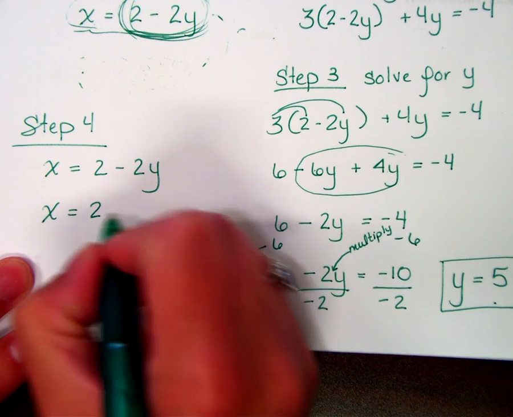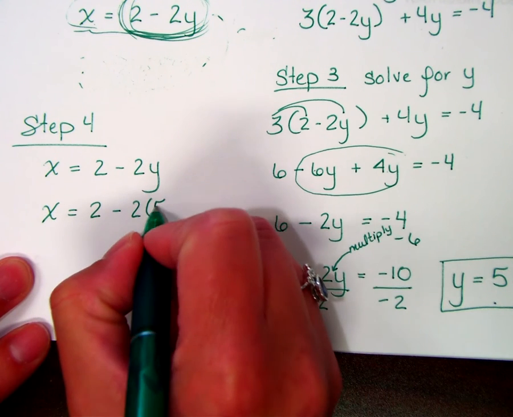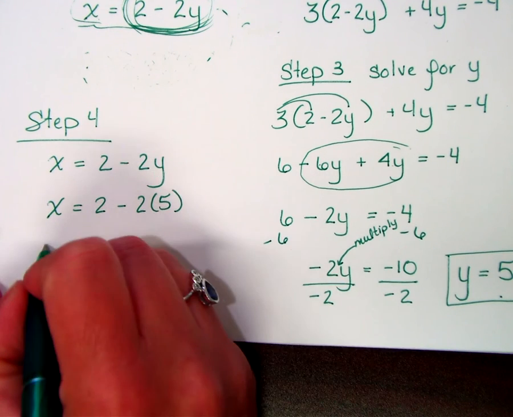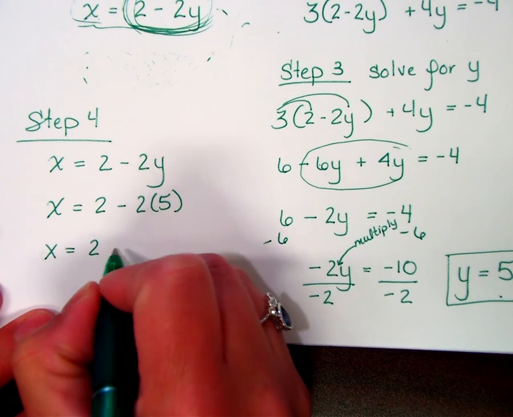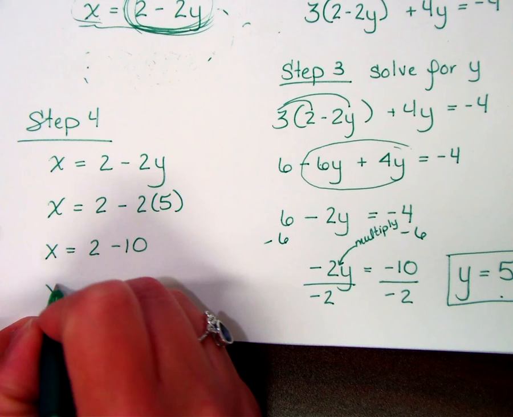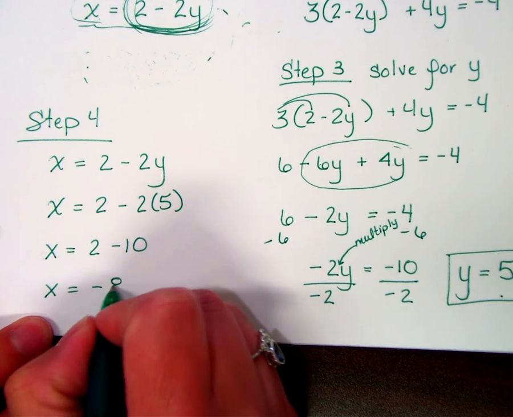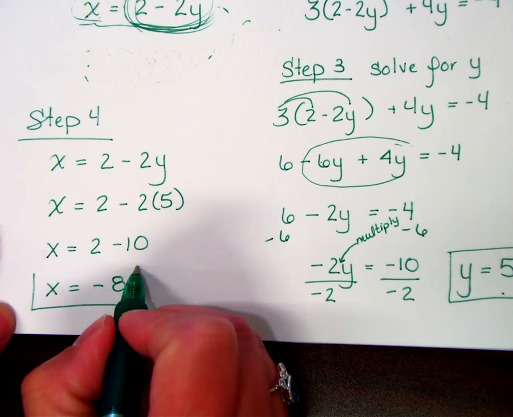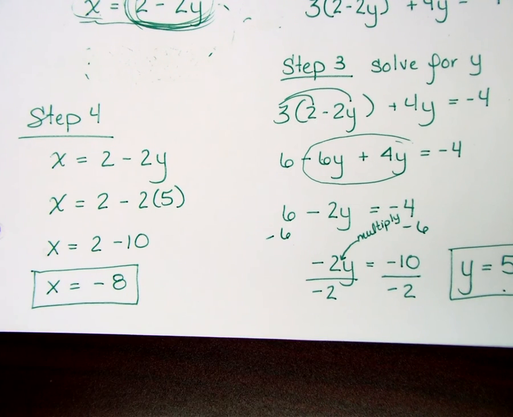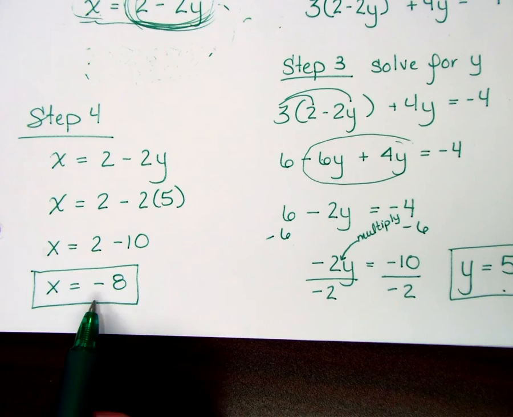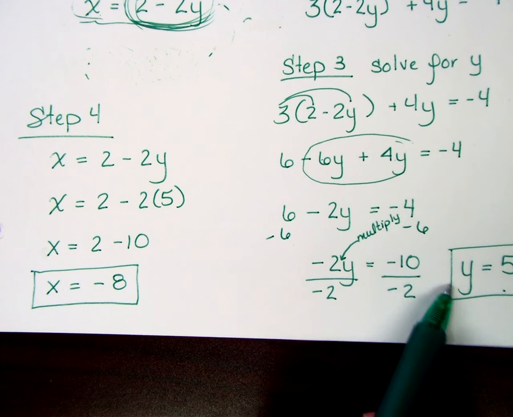So x is equal to 2 minus 2 times 5. So x is equal to 2 minus 10. So x is equal to negative 8. So just like on the graph, we had our x and our y values. So our x is worth negative 8 and our y is worth 5.